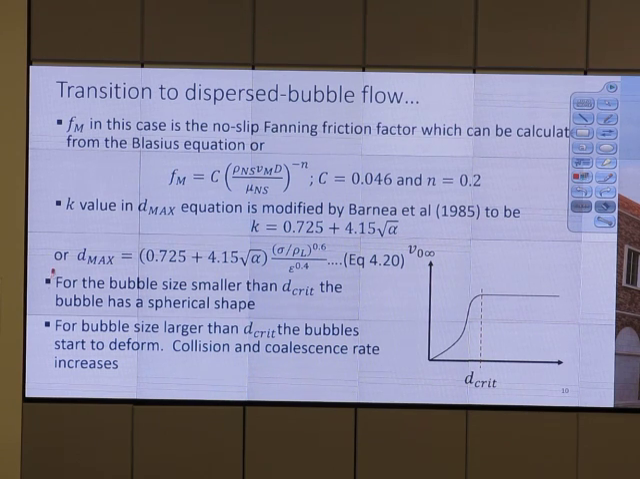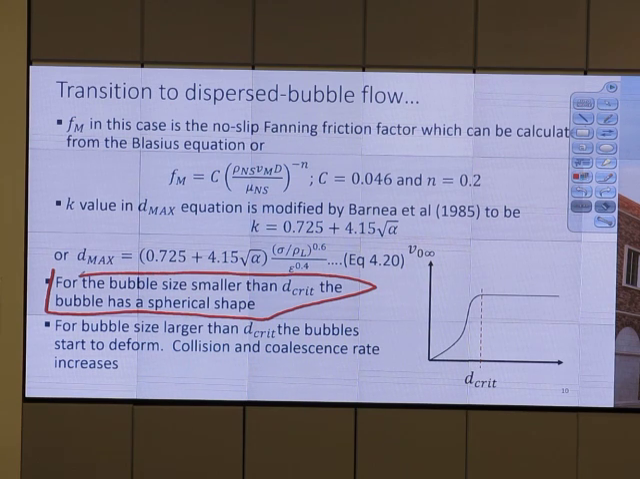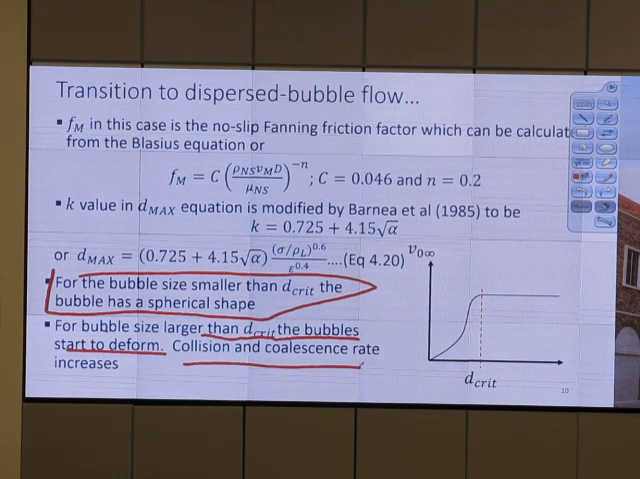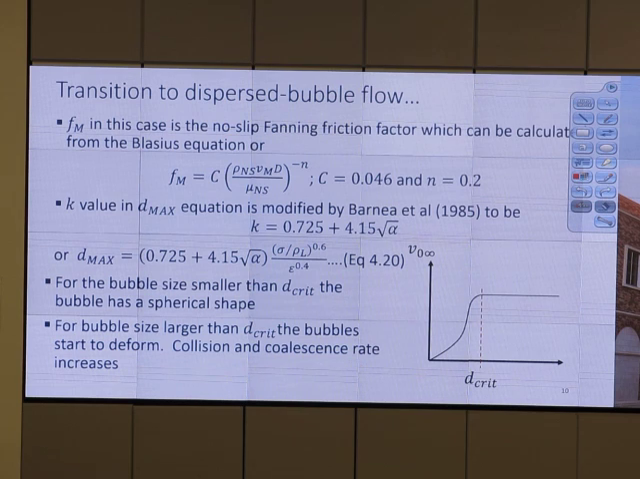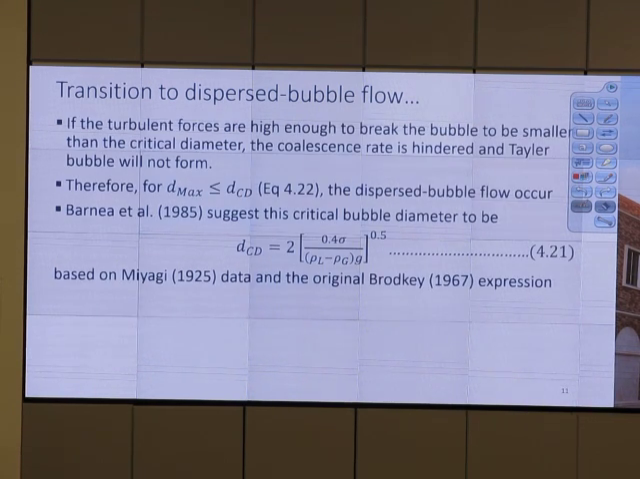I put here that for bubble size smaller than the critical, the bubble has spherical shape. Bubble size larger than the critical, the bubble starts to deform, collide, coalesce. So if we stay below this critical size, it doesn't collide much, it doesn't coalesce much. Greater than a certain point, it becomes bigger and bigger.